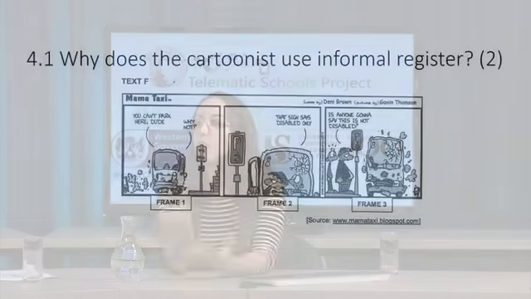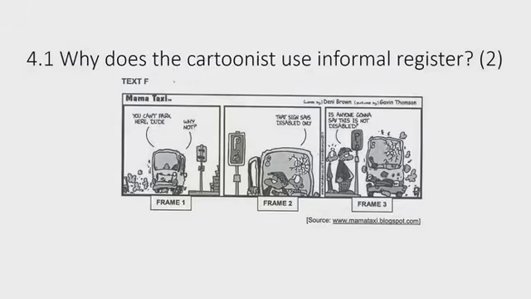Okay. So if we look at this cartoon again, we can see that we've got examples of informal register happening here. He says, "You can't park here, dude." You would never call the Queen dude. That means it's informal register.